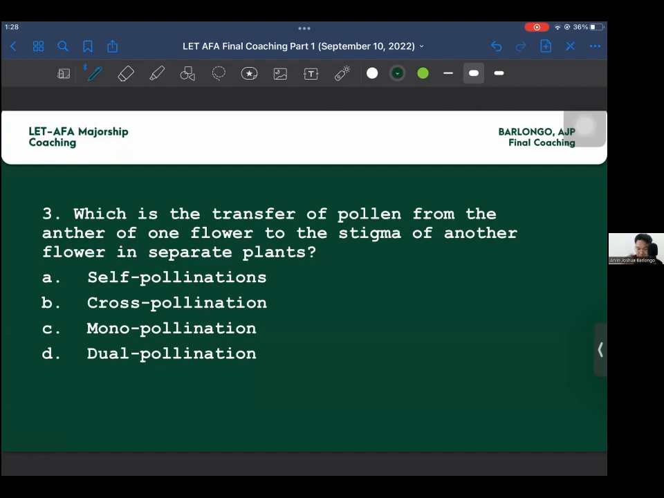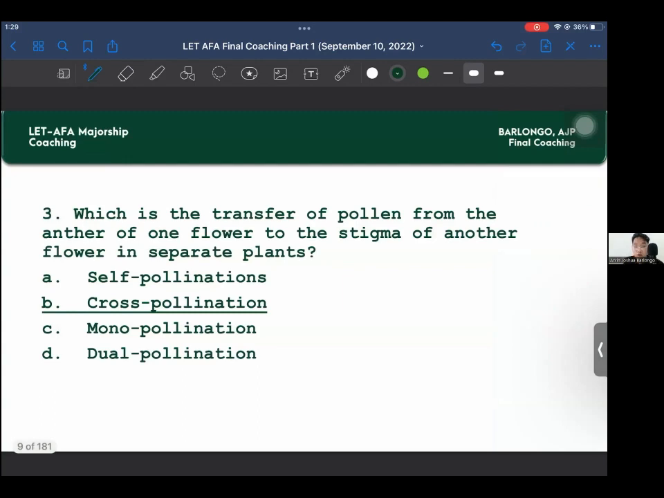Okay. So, item number 3, which is the transfer of pollen from the anther of one flower to the stigma of another flower in separate plants. So again, it is separate plants. A, self-pollination. B, cross-pollination. C, monopollination. Or letter D, dual pollination. So the answer for this one is letter B, which is cross-pollination. So the keyword that you have there is separate plants.